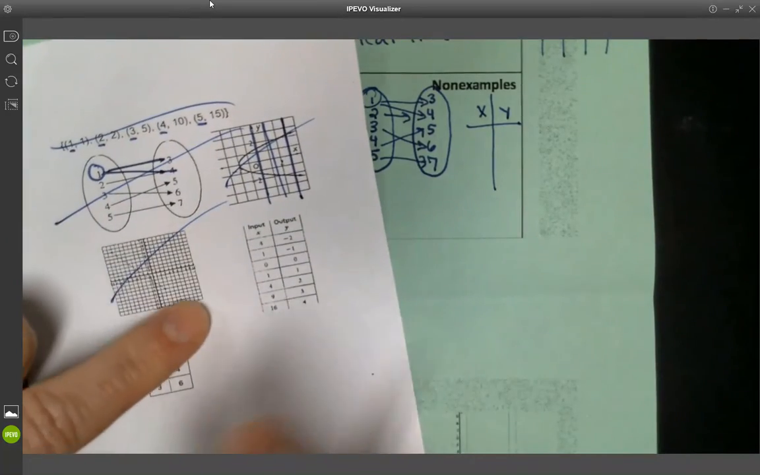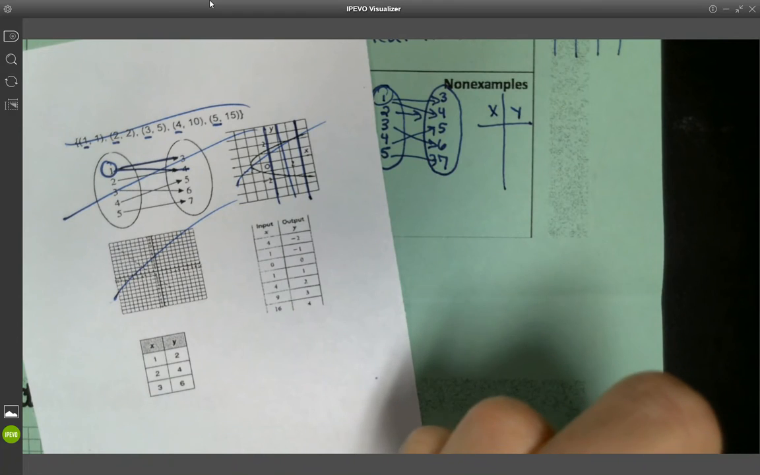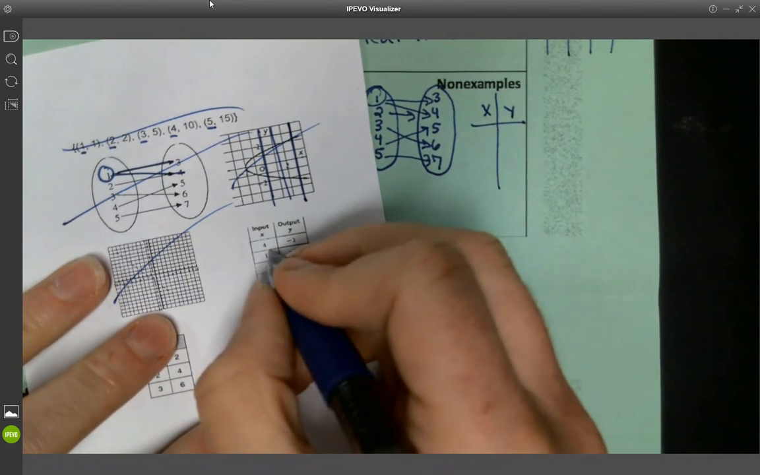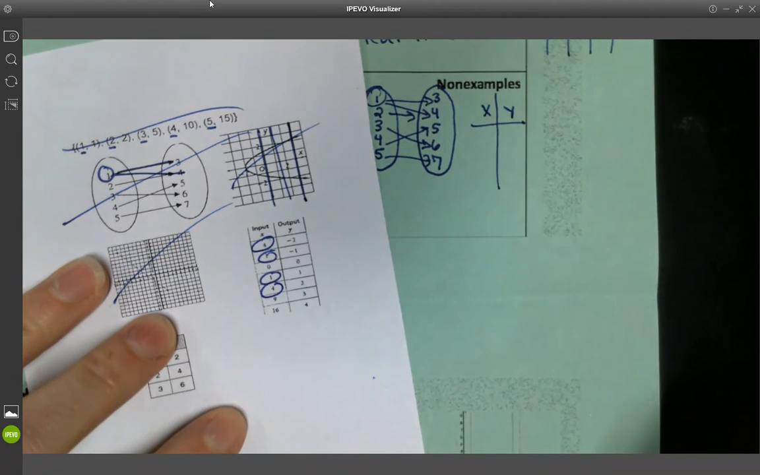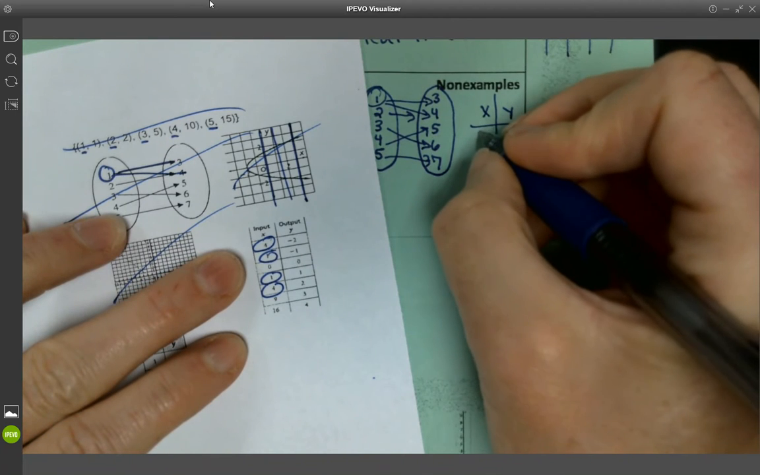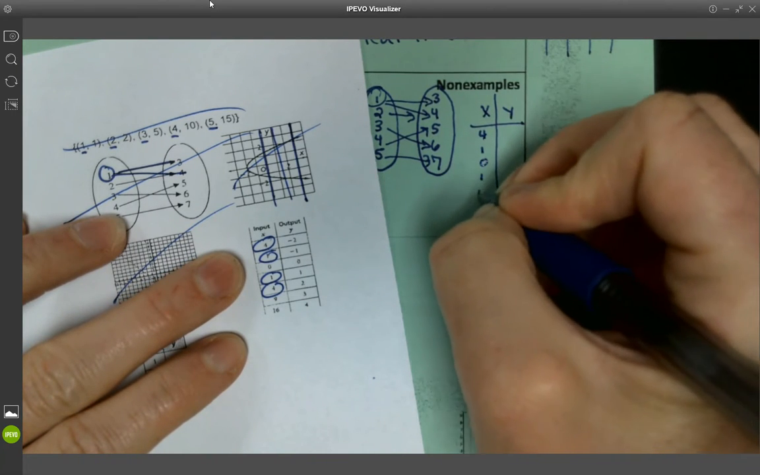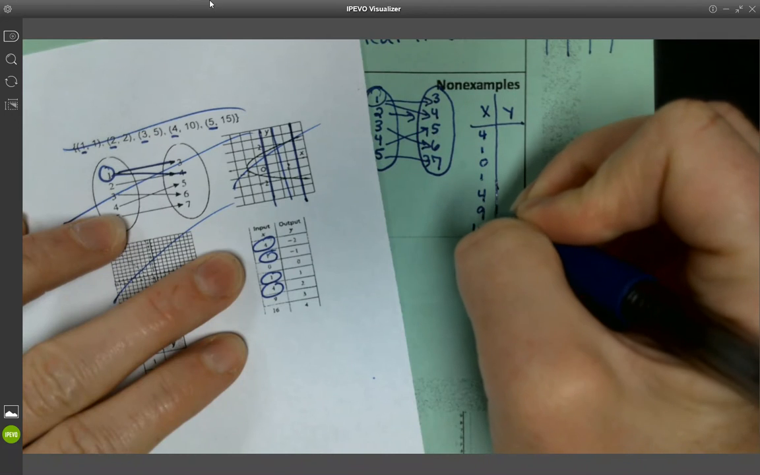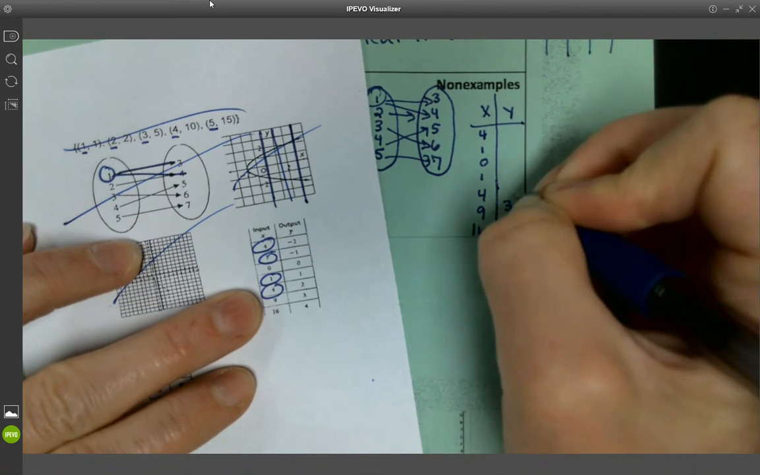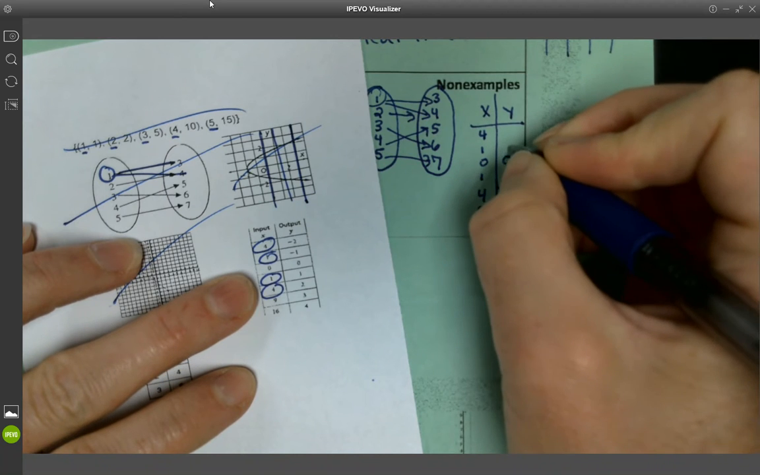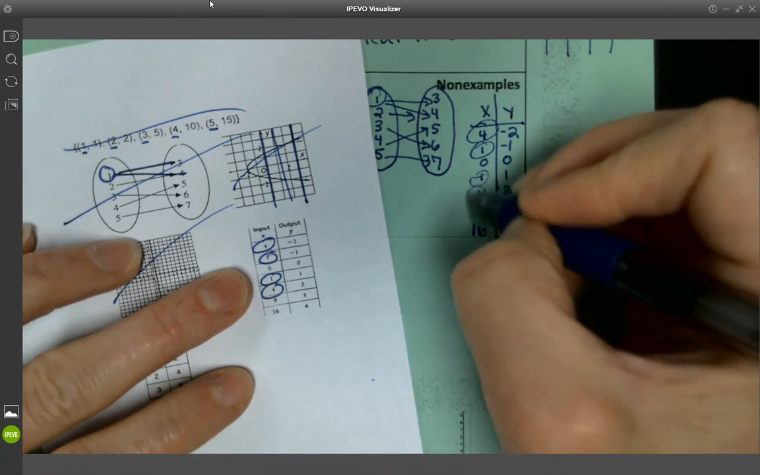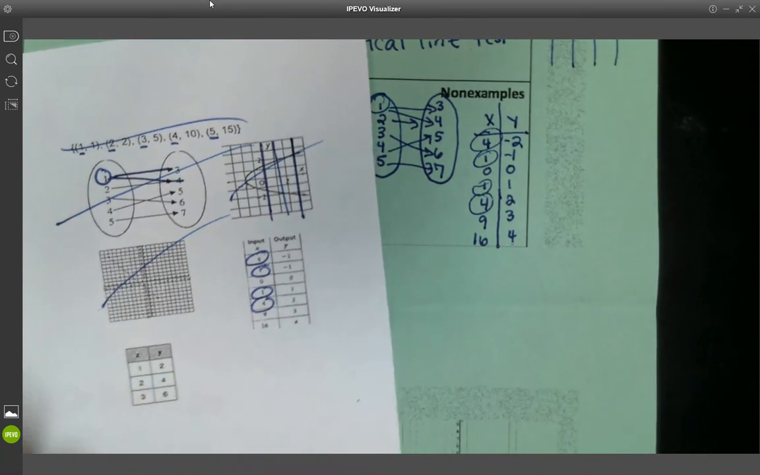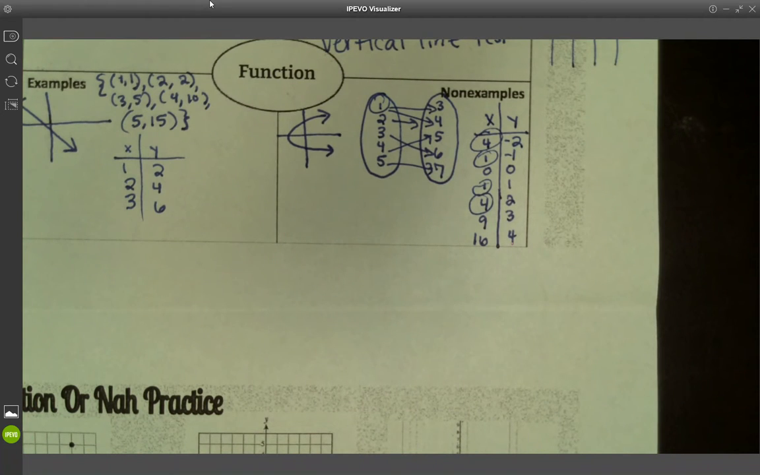The other one, let's see. Is there a repeat on the other one? Yes. What number? 1. Oh, yeah, 1 repeats. Does anything else repeat? 4. And 4 repeats. Yep. I'm going to go ahead and write it. And then circle the ones that repeat. Okay, so we have examples and non-examples.